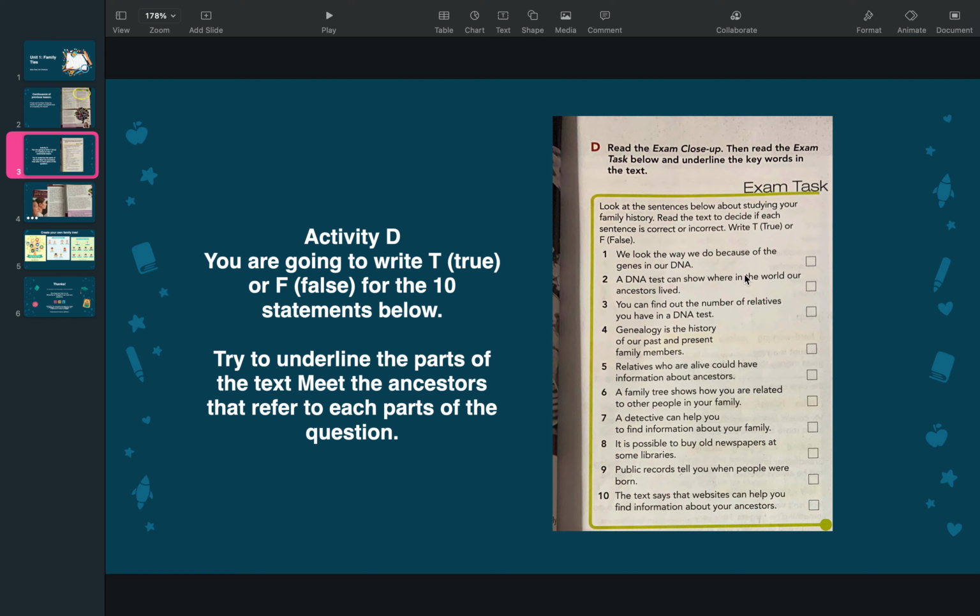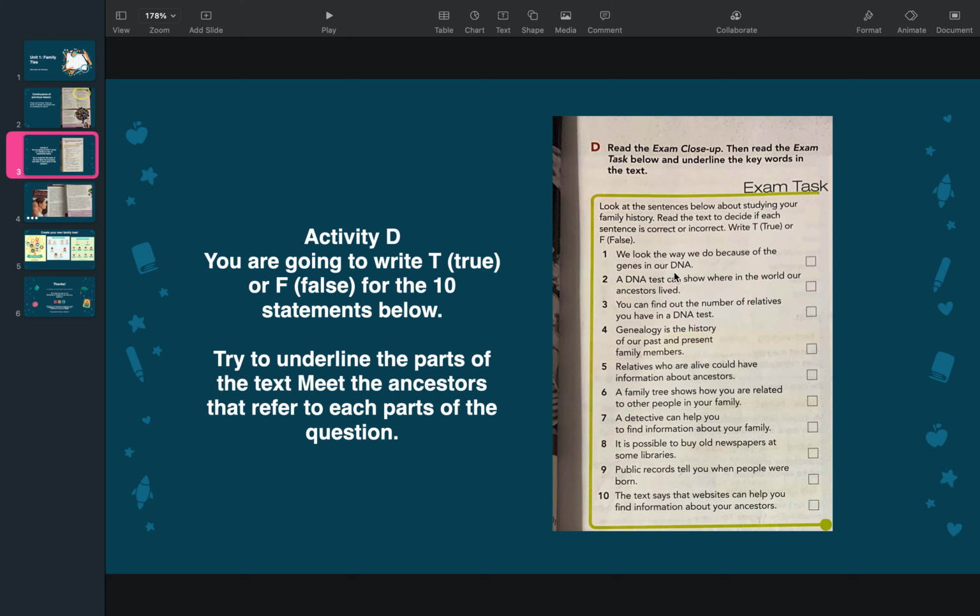Number 1, you are going to read this first. Look at the sentences below about studying your family history. Dia cakap, dekat bawah ni, 10 statement ni, pernyataan ni, semuanya macam mana kita nak study family history ataupun sejarah keluarga kita. So, you kena baca teks tu untuk tentukan sama ada pernyataan ni betul ke salah. You'll have to read the text to decide whether each of this statement is true or false.